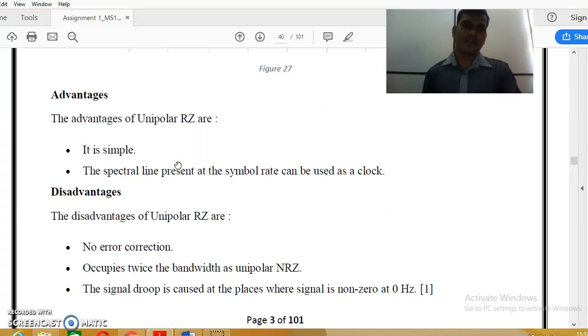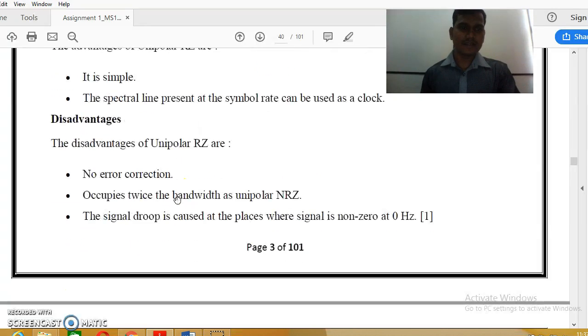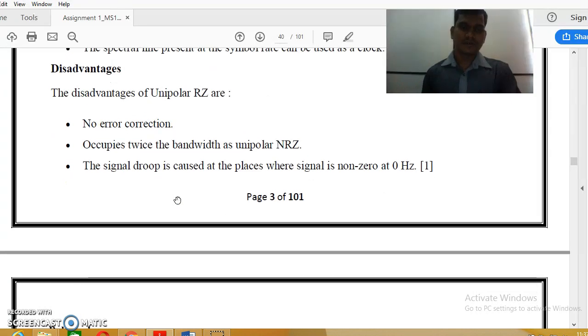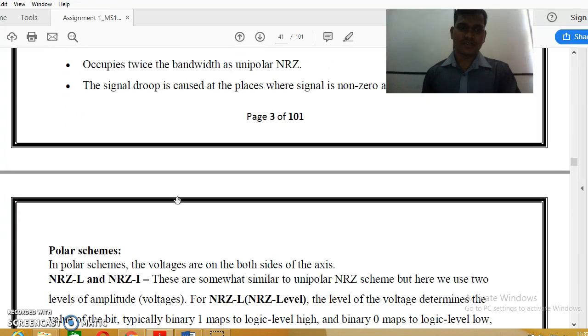Advantages of the unipolar scheme: it is simple, and a spectral line is present at the symbol rate, so it can be used as a clock. Disadvantages: no error correction, and the signal has a DC component. The signal droop is caused at the places where the signal is non-zero.